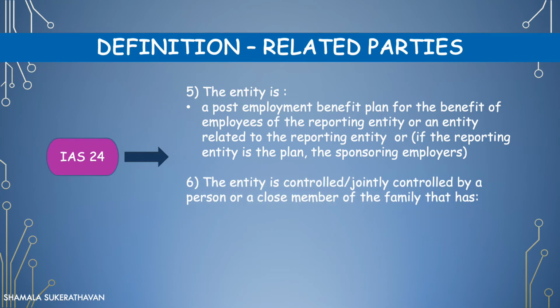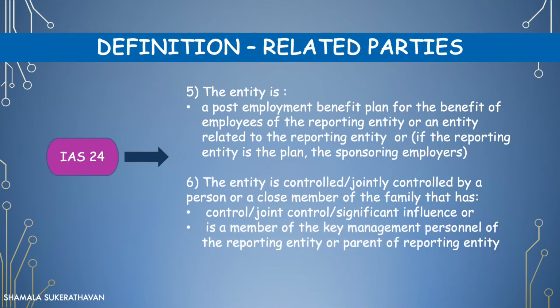6. The entity is controlled or jointly controlled by a person or a close member of the family that has control or joint control or significant influence over the reporting entity, or that person is a member of the key management personnel of the reporting entity or parent of the reporting entity.